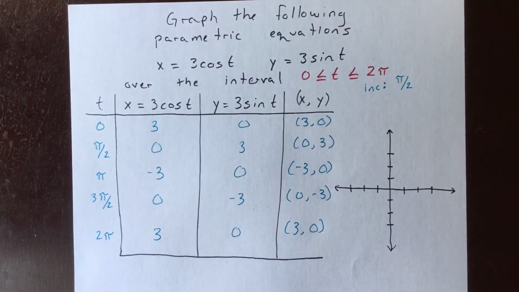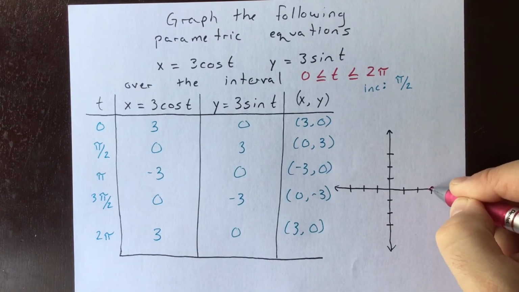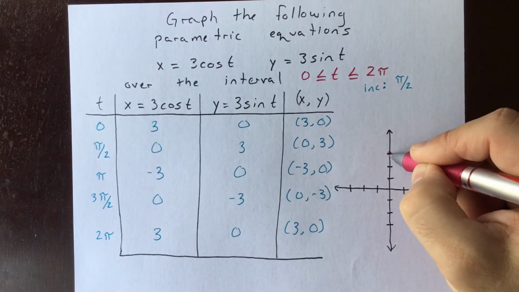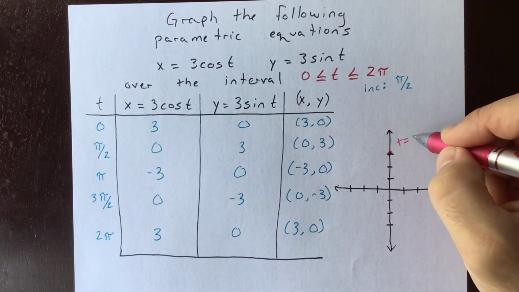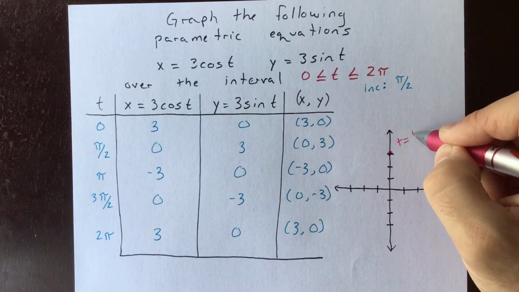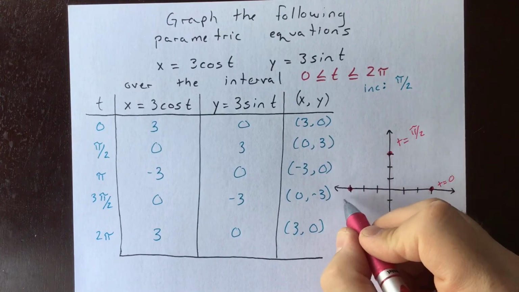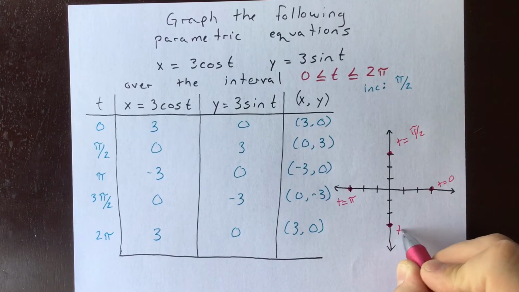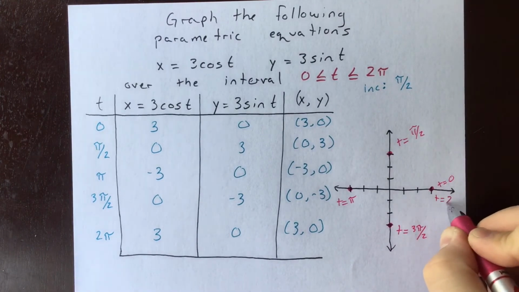So let's graph this and see what we get. So we have 3, 0. That's at t equals 0. We have 0, 3. That is, oh my goodness, pi over 2. And then we have negative 3, 0. That's t equals pi. Then we have 0, negative 3. That's t equals 3 pi over 2. Back to 3, 0. That's t equals 2 pi.